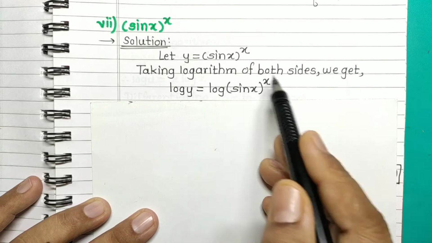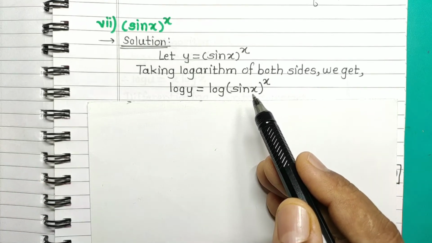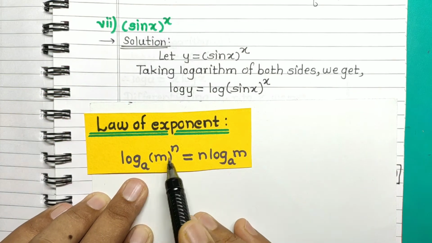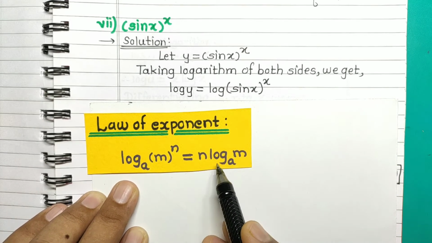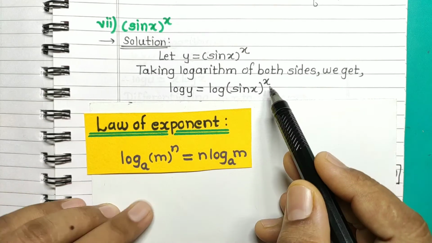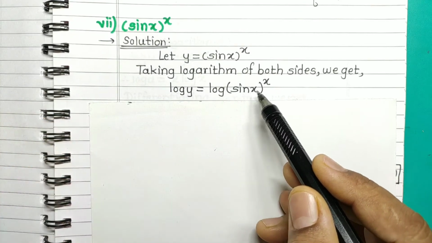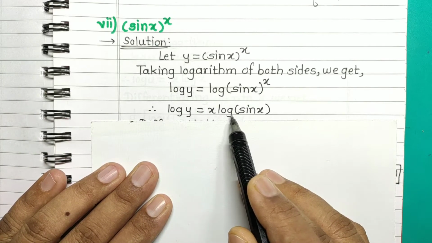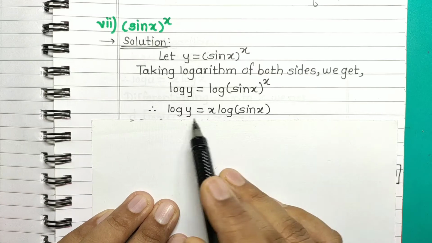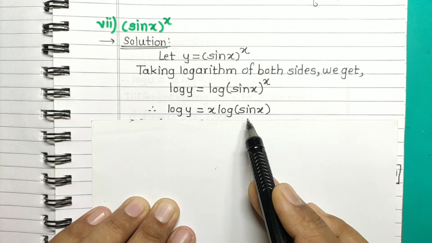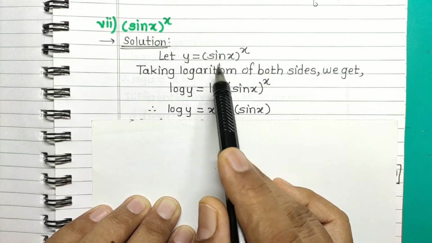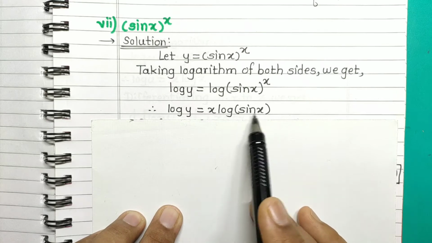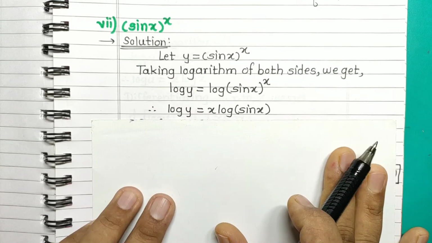And for this we are going to use the law of exponent here. See, we have the law of exponent for logarithm as log m raised to n is equal to n into log m. So here x is going to multiply this log term. So in the next step we have log y is equal to x into log of sin x. Now at this step we can differentiate this function. Since we have simplified this complication where a function is raised to some other function, and now we have a product of these two functions. So let's differentiate.